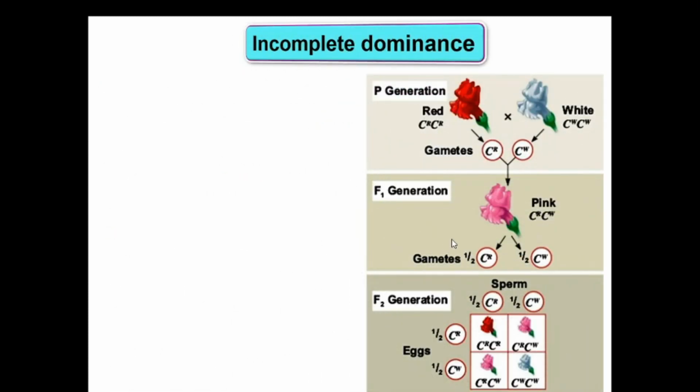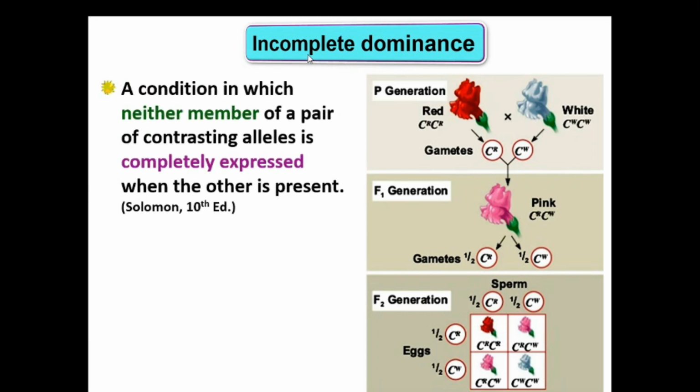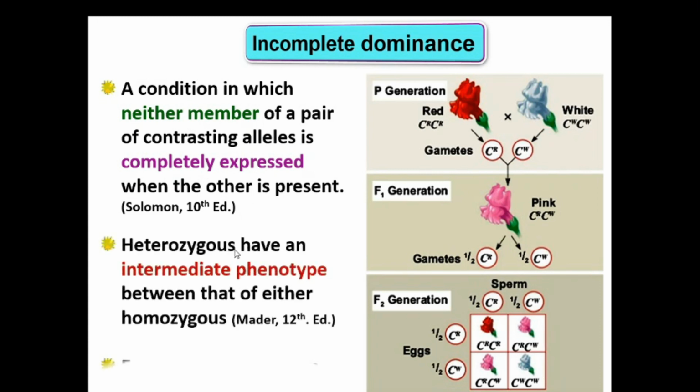For the second type of inheritance which deviates from the Mendelian, it is incomplete dominance. Incomplete dominance is a condition in which neither member of a pair of contrasting alleles is completely expressed when the other is present. In other words, the heterozygous has an intermediate phenotype between that of either homozygous. The example that we can discuss for incomplete dominance is the color of the snapdragon flower, whose scientific name is the Antirrhinum species.